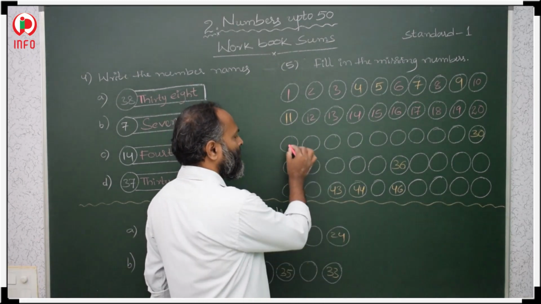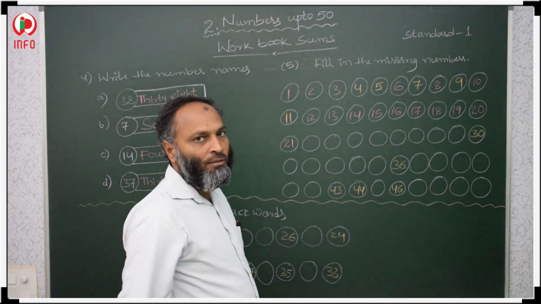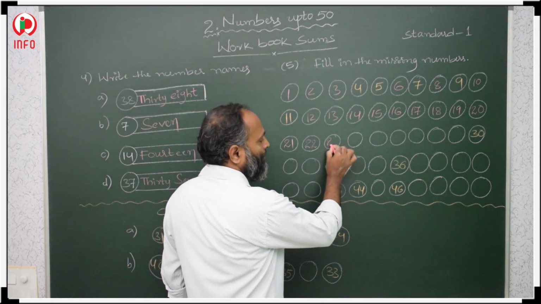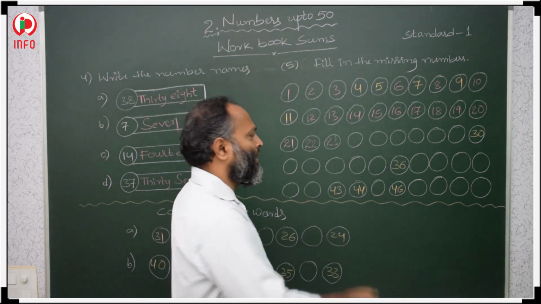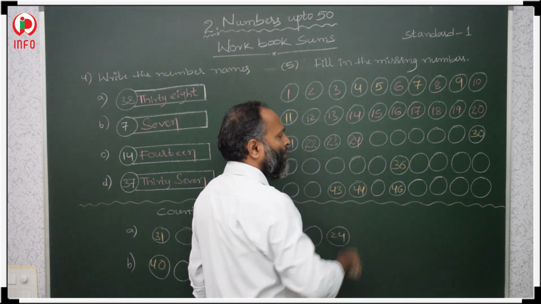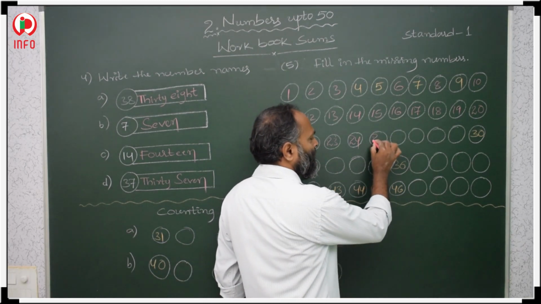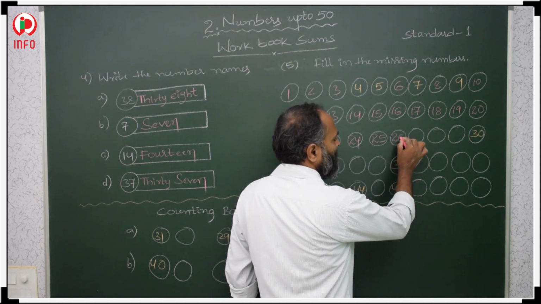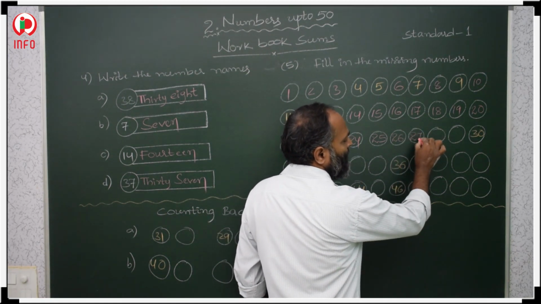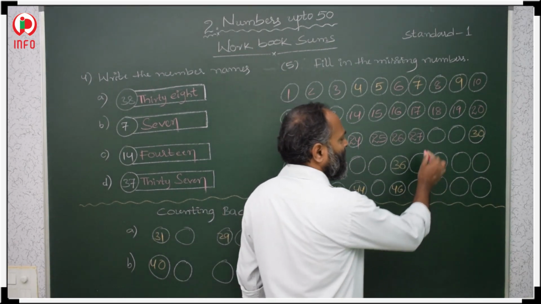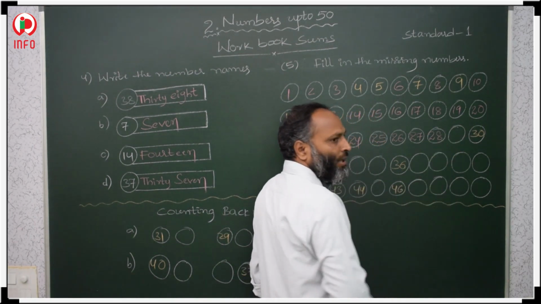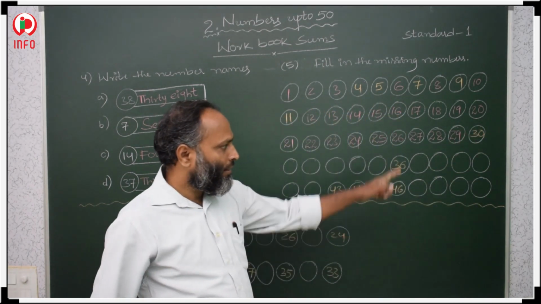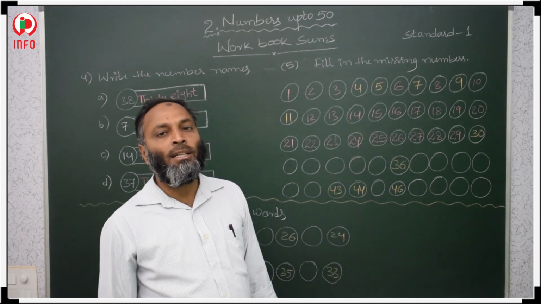20, next, 21, 22, 23, 24, 25, 26, 27, 28, 29, 30. 30 is given.